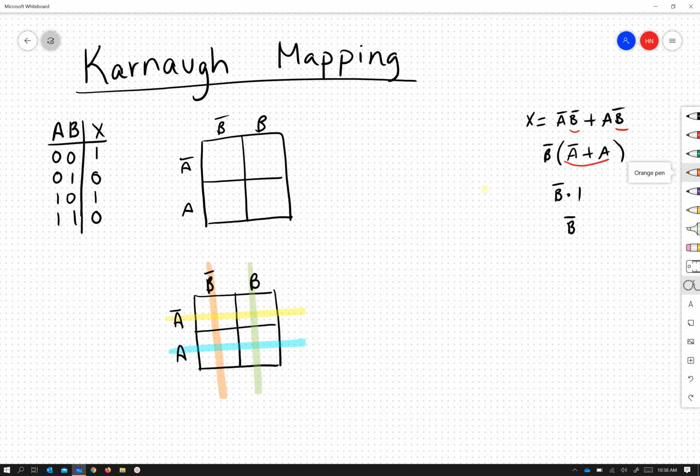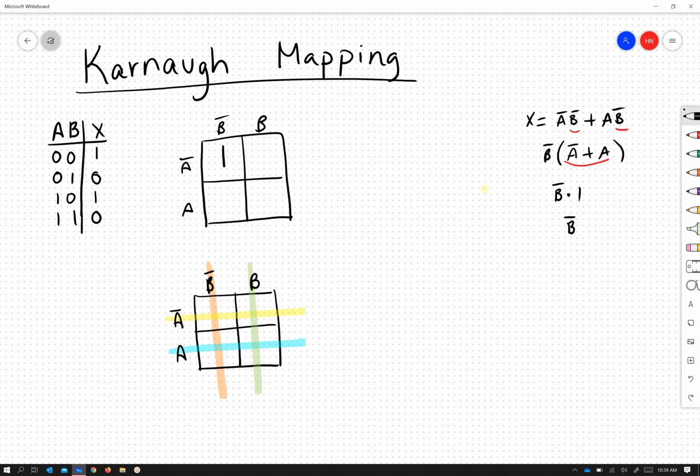I'm going to talk about this one first right here. That is the combination where A and B are both off. So that would be where A is off and B is off, where the column for A being off and B being off intersect. And that's the top left location. So whatever its value is, we put it in there. That happens to be a 1.